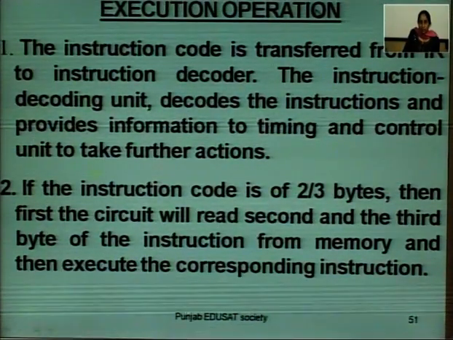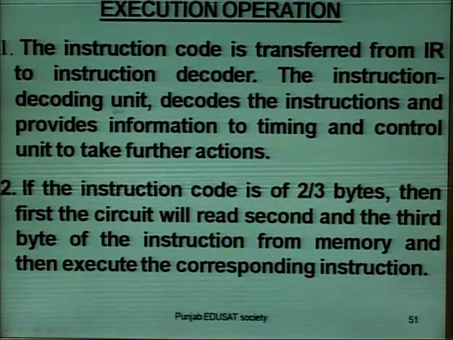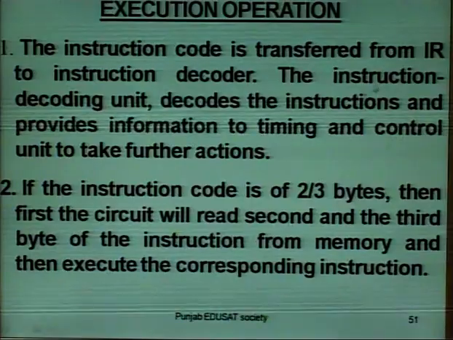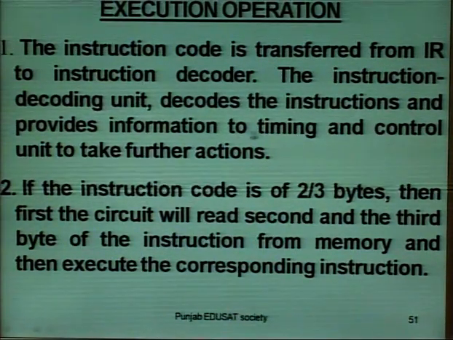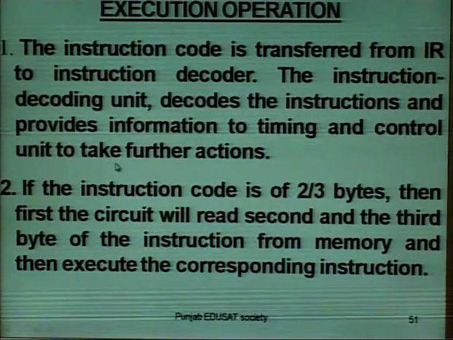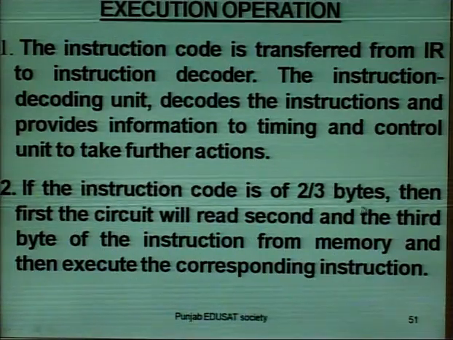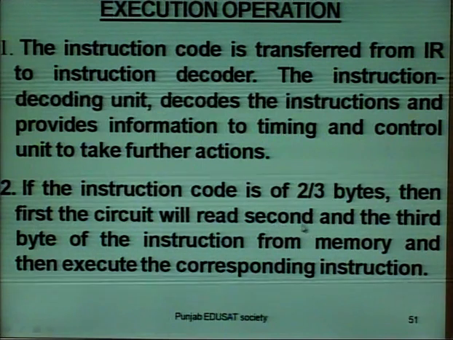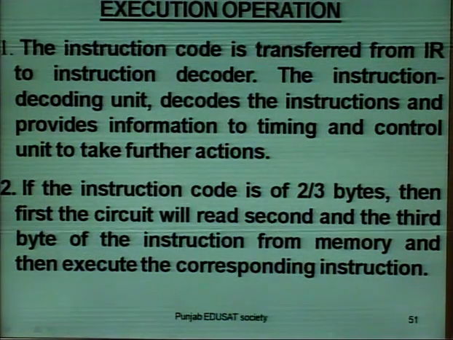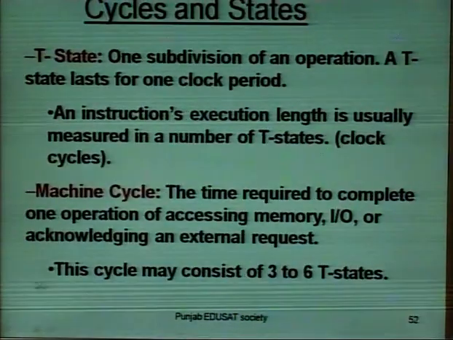Then execute operation. The instruction code is transferred from the instruction register to the instruction decoder. The instruction decoding unit decodes the instruction and provides information to the timing and control unit to take further actions. If the instruction code is of 2 or 3 bytes, then the circuit will read the second and third byte of the instruction from memory and then execute the corresponding instruction.